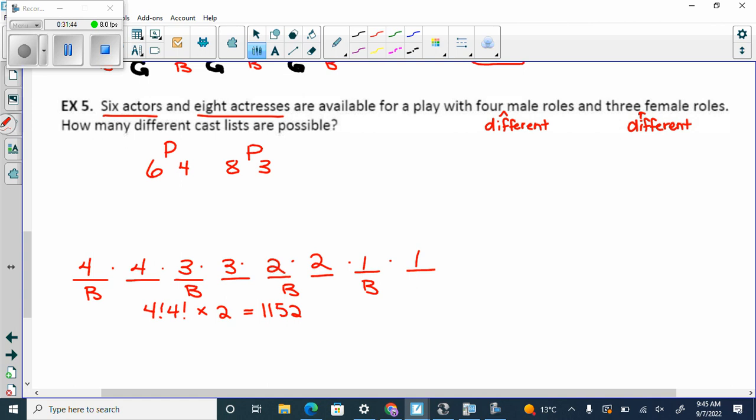If they were the same role, what would be the only thing that changes here? The P's would become C's. You just don't even know about those yet. Because it would be a combination, because the order wouldn't matter. If they were all the same roles, it wouldn't matter if you were picked first, second, or third, or fourth of the male roles, because you get the same role.